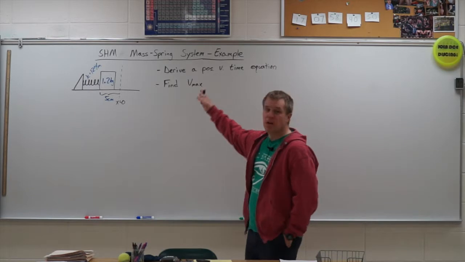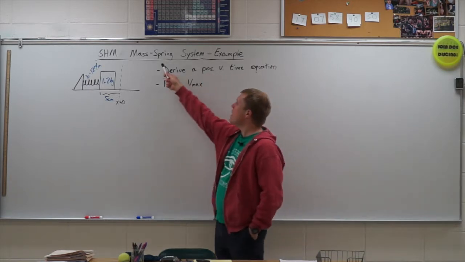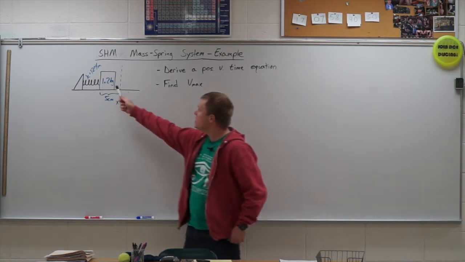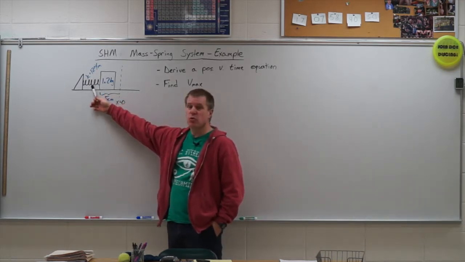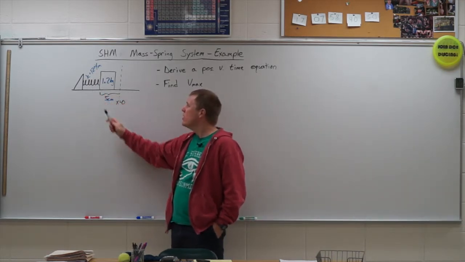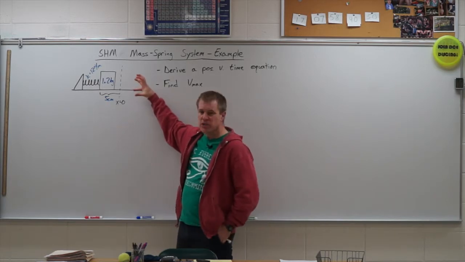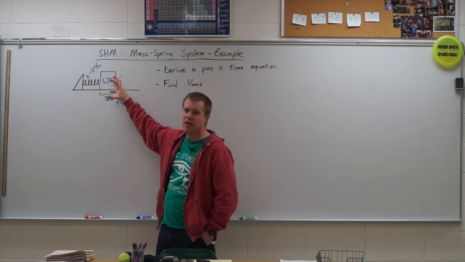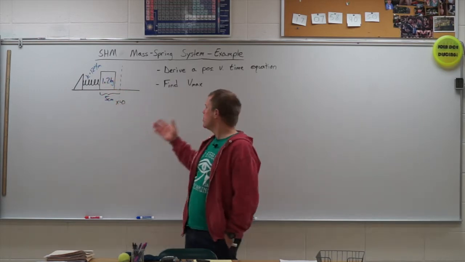All right, we have a simple harmonic motion problem here. We're going to look at a mass spring system, and we're going to do an example for it. So I do have a spring with a spring constant of 12 newtons per meter. I went ahead and put a 1.2 kilogram mass on a frictionless surface, and I've compressed the spring 5 centimeters.